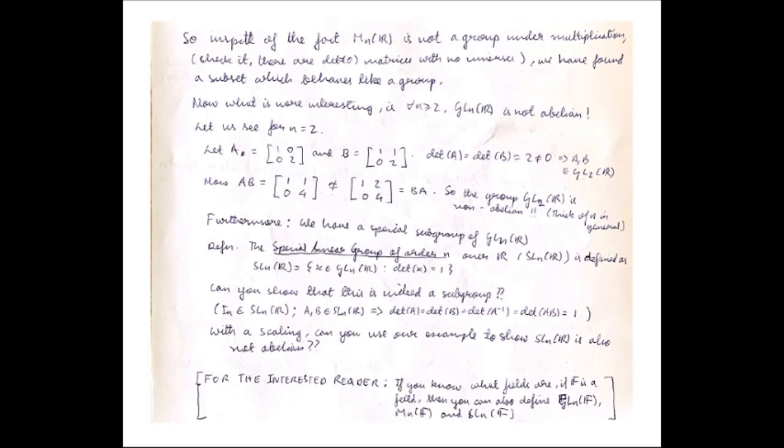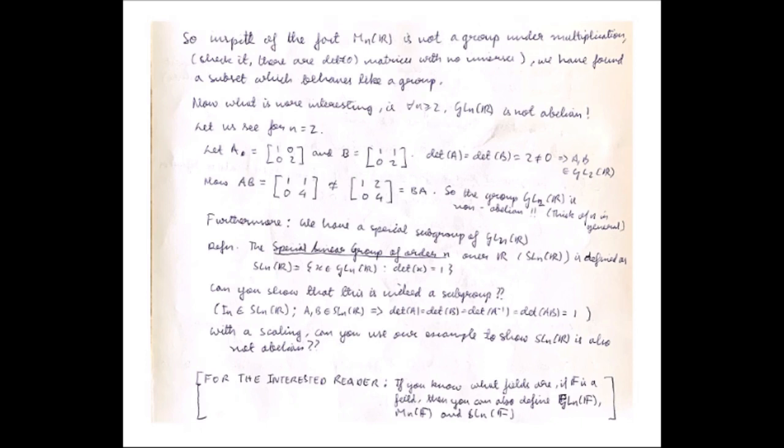You have an example over here for n equal to 2, the smallest possible case. If A is equal to [[1, 0], [0, 2]] and B is equal to [[1, 1], [0, 2]], it turns out both of them have a determinant 2, not equal to 0. So both of them are in GL_2(R), and AB is not equal to BA. You can look over here. So GL_2(R) is non-abelian. Can you find general examples for GL_n(R)? It's not difficult. It's pretty easy to show that.